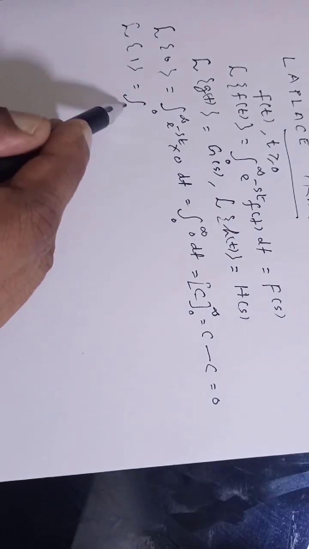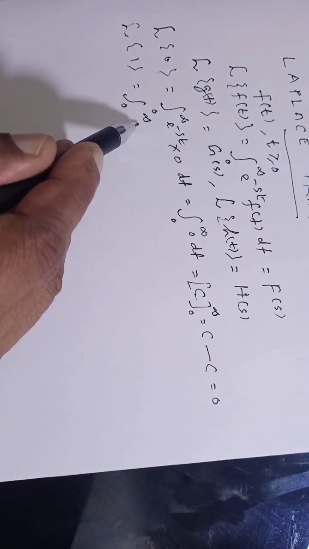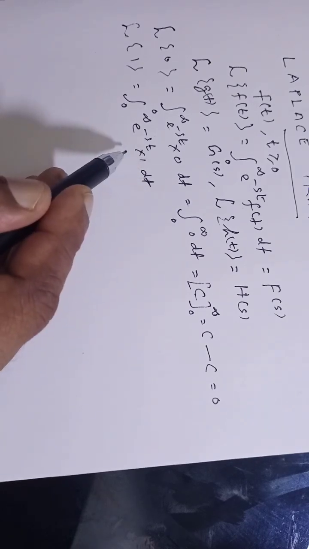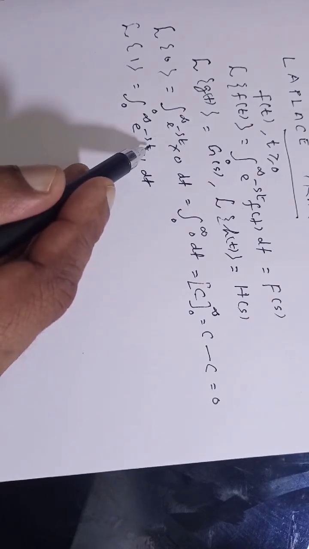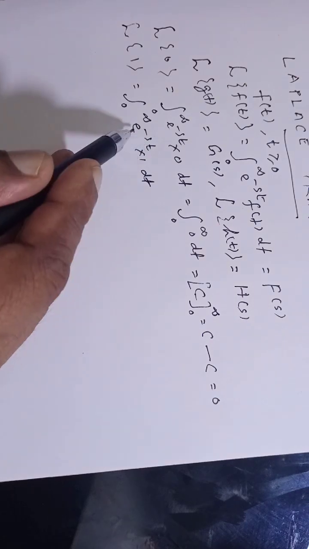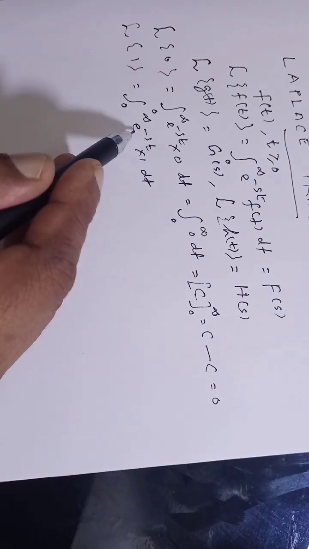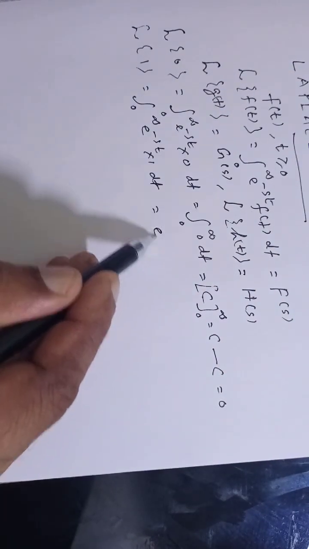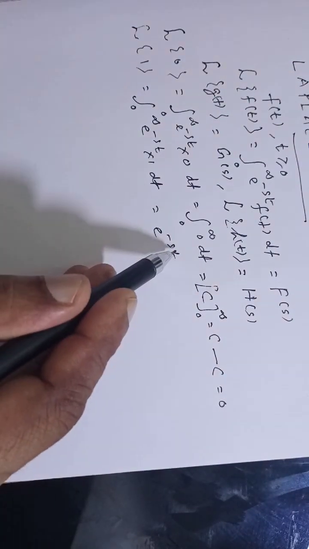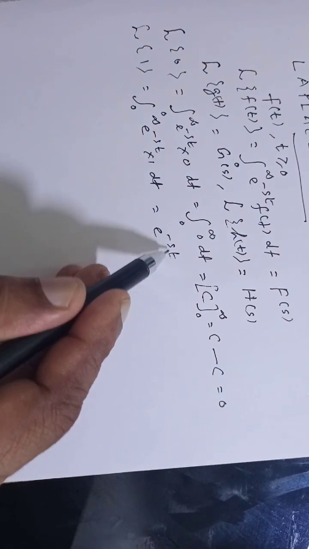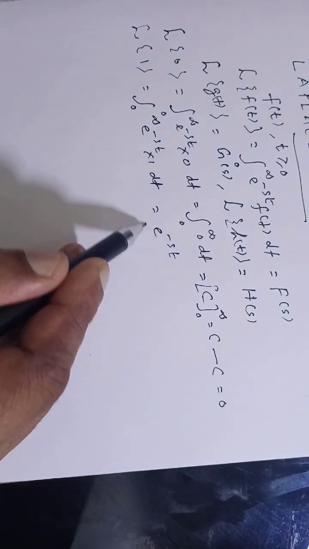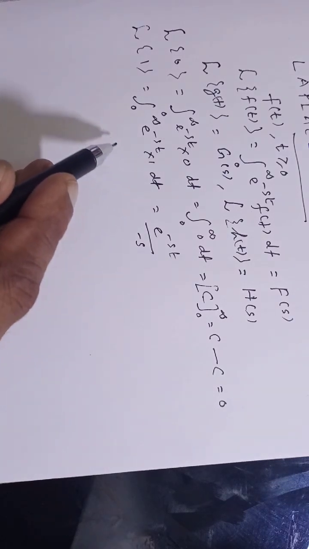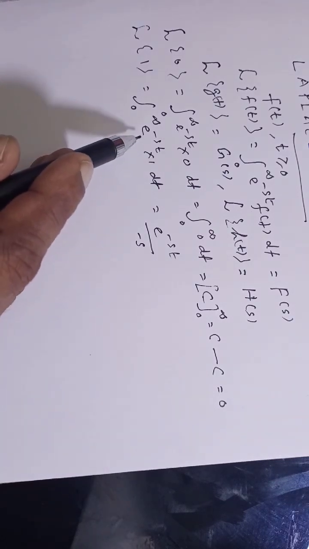Again by the formula, the integral from 0 to infinity of e raised to minus st into 1 dt. Then what is the integral of e raised to minus st? The integral of the exponential function is the same: the integral of e raised to x is e raised to x itself. Therefore the integral of e raised to minus st is e raised to minus st, but the derivative with respect to t here is minus s, so we have to divide by minus s. When integrating, we divide by the derivative.